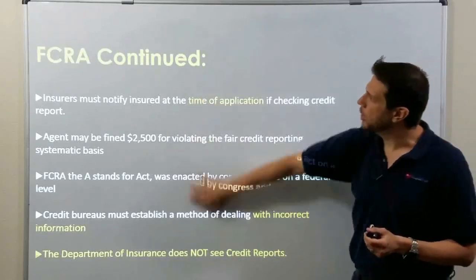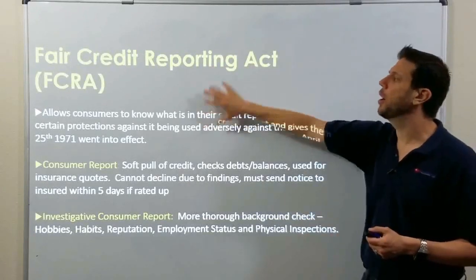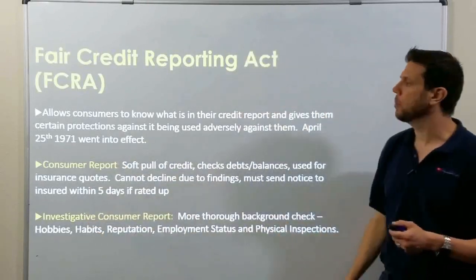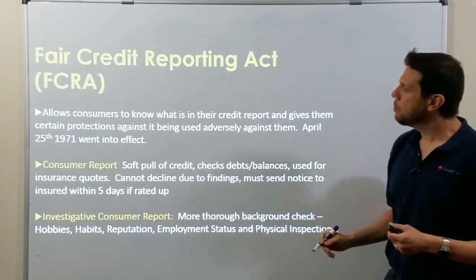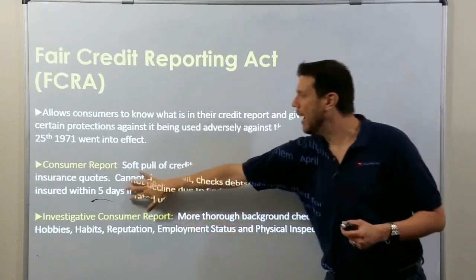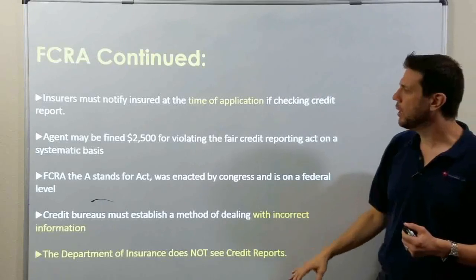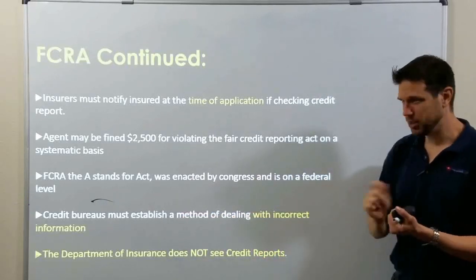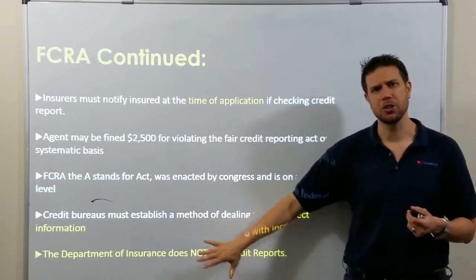So I want to run through this very quickly again. The Fair Credit Reporting Act allows the insurance companies to do underwriting and pull people's credit. There's a consumer report and an investigative consumer report. We must notify people if we're pulling their credit. If their premiums go up, the insurance company has to send them a letter within 5 days. We have to notify people at the time of application that we're pulling their credit, and if there's incorrect information, there must be a method, which we know is disputing. The Department of Insurance never sees the insurance consumer reports.